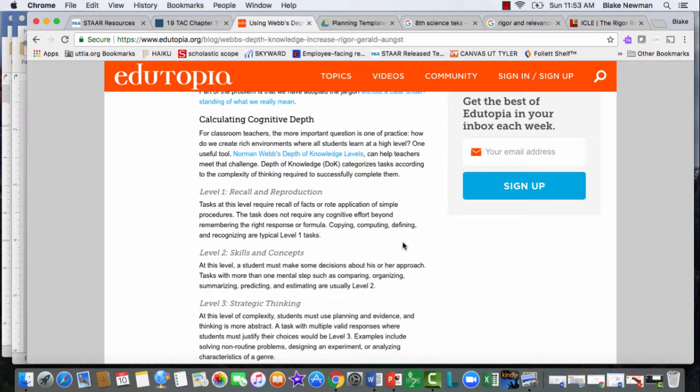The task does not require any cognitive effort beyond remembering the right response or formula. Copying, computing, defining, and recognizing are typical level 1 tasks. So, do you have some students that need to do this? Yes. Not all of them need the recall and reproduction level very often.